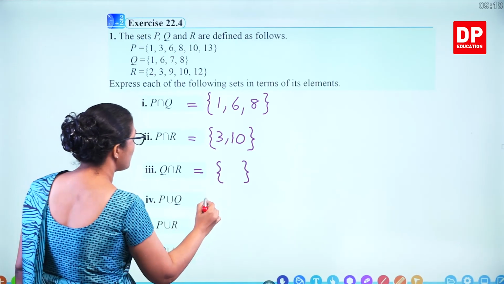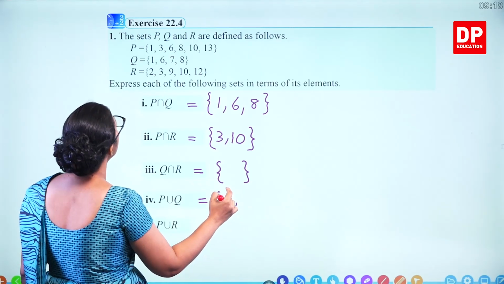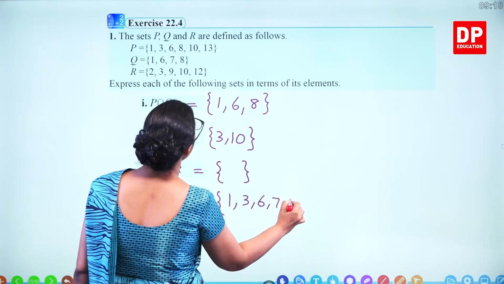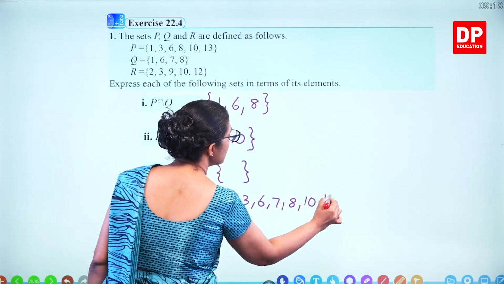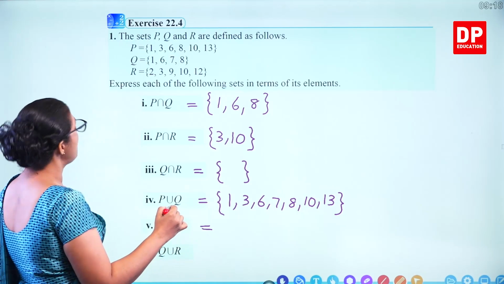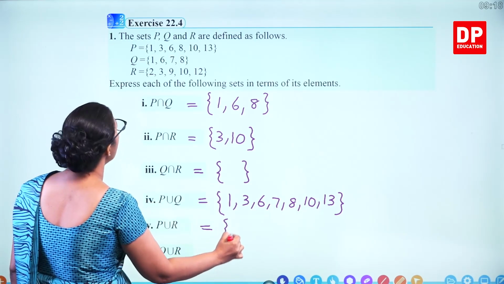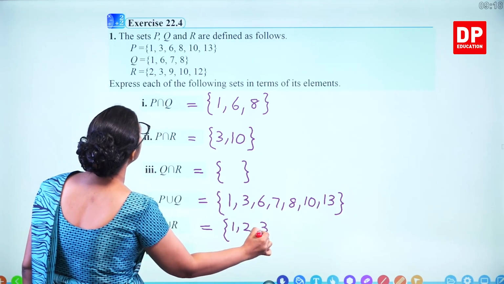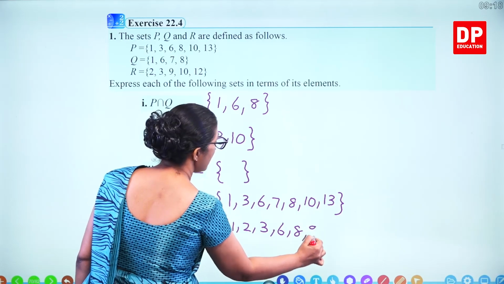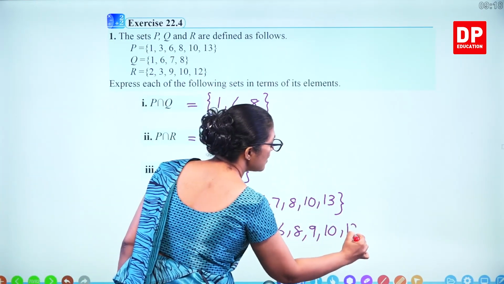P union Q. That means you have to write everything in P or Q or both. 1, 3, 6, 7, 8, 10, 30. P union R. Everything in P or R or both. 1, 2, 3, 6, 8, 9, 10, 12, 13.